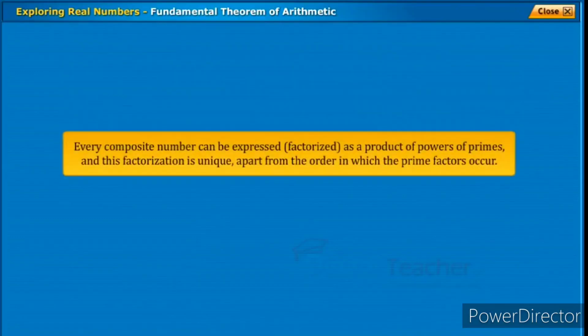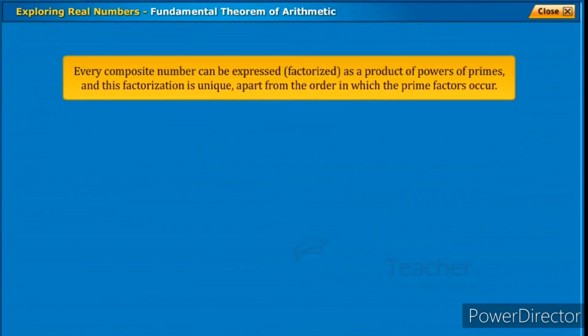Exploring real numbers. Statement of the fundamental theorem of arithmetic. Every composite number can be expressed or factorized as a product of powers of primes. And this factorization is unique, apart from the order in which the prime factors occur.